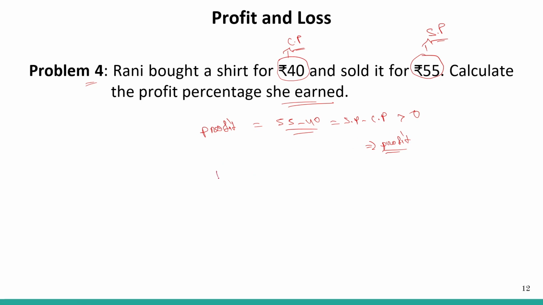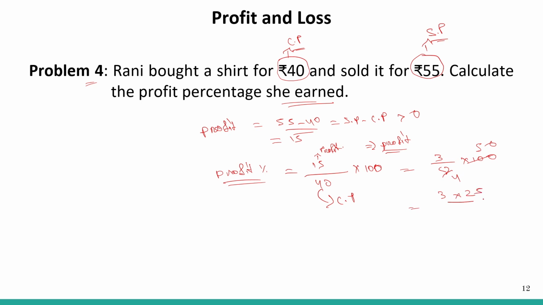So now to calculate profit percentage, we will use that formula. So profit percentage will be what? It will be equal to 15, right? So it will be 15 by 40 into 100. You will say how? Because 15 is what? This is the profit amount, and this is CP, and this is multiplied by 100. So profit by CP into 100 is equal to what? Profit percentage. So it will be 3 by 8 into 100. So this will be 50 by 4 is equal to 3 into 25 by 2. So this will be 75 by 2.